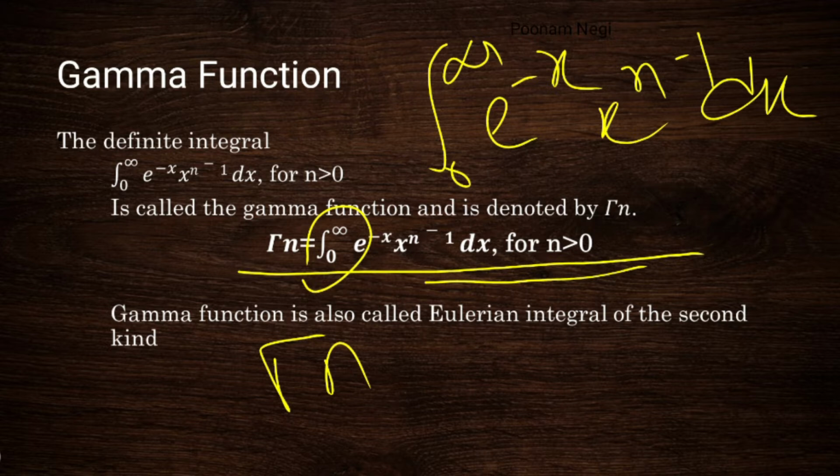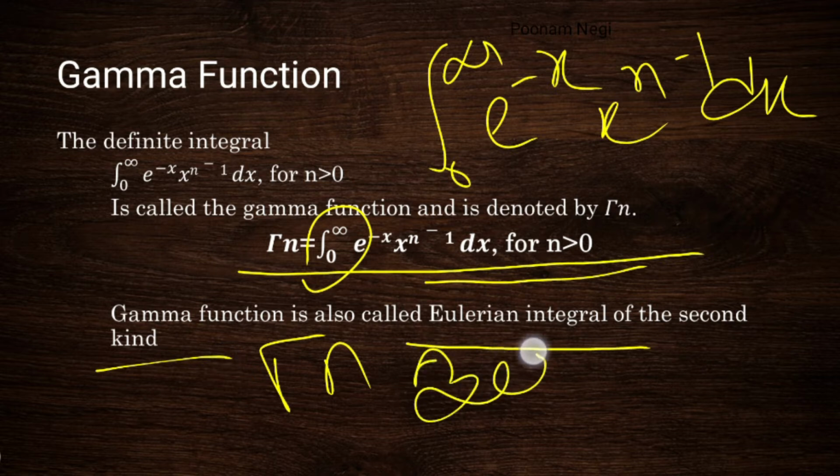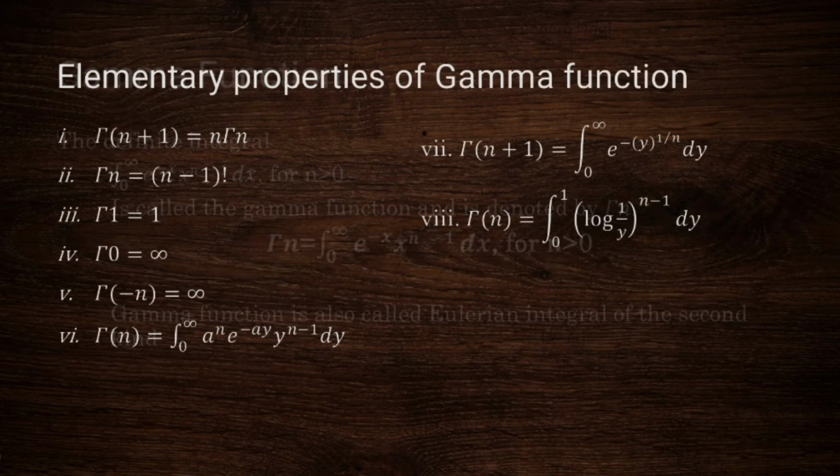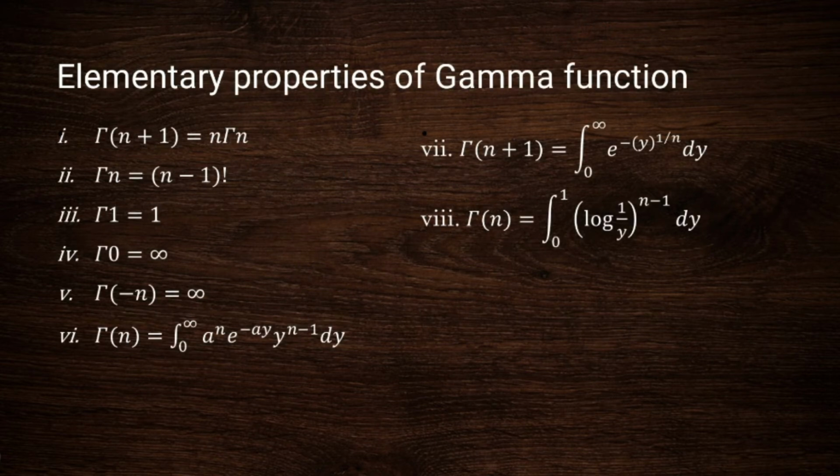The gamma function is also called the Eulerian integral of the second kind. The Eulerian integral of the first kind is the beta function. Okay, let's go through some elementary properties of the gamma function.